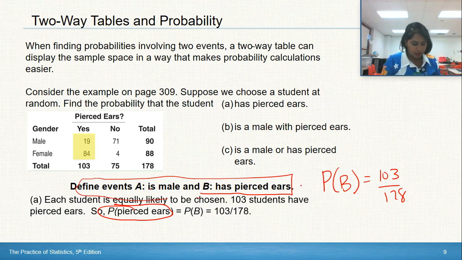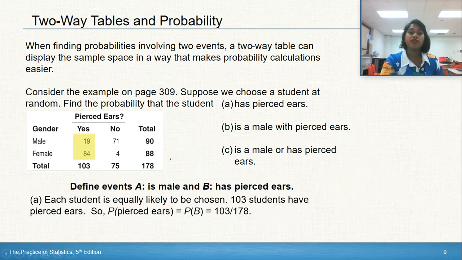Hold on. Nope, I lost it. Yeah, I lost it. I don't remember where I read that. But you can write P of pierced ears, and that would be acceptable as well. That would be a definition. That would be descriptive enough to get your full credit on that particular portion of the exam.